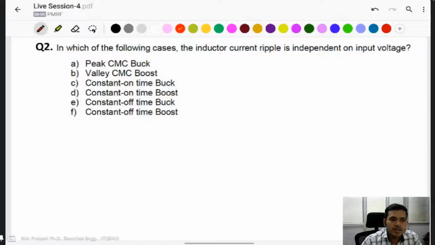Peak CMC and valley CMC both are PWM converters, meaning the frequency I think is fixed. If you can change the frequency, then this option is not considered for this. This one is not correct. And C, D, E, F can be the answer. Okay.